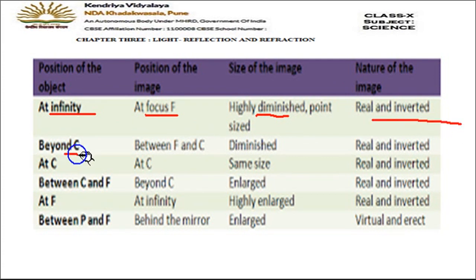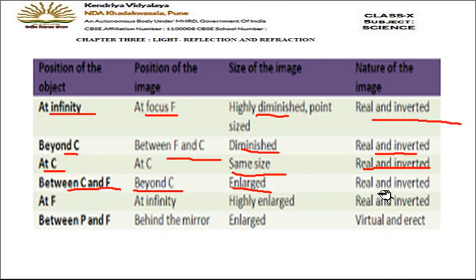Then if the object is beyond C, image is formed between F and C. Again it is diminished, small in size and real and inverted. Then if the object is at C, image is also formed at C and the image is of the same size. Fine. And again it is real and inverted. If the object is between C and F, image is formed beyond C, enlarged, real and inverted. When the object is at F, image is formed at infinity, highly enlarged, real and inverted.